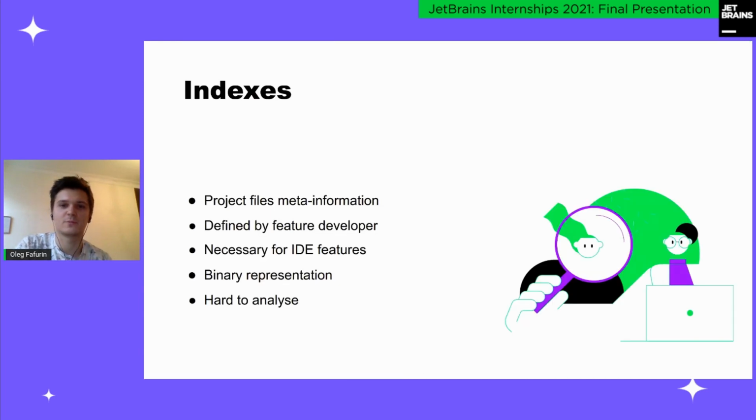Let's start with explaining what indexes are. You can think of them as some meta information related to files. For instance, a file type, or if it's a source code file, the names of the methods defined in it. Such information is represented by a key-value map for a specific index.